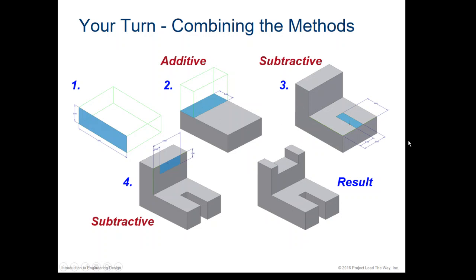Third, then we will subtract the notch out. It is 2 inches over, 1 inch deep by 3 inches wide. Then fourth, we'll take out the notch on the top of the back part. It's 1 inch over, 3 inches wide, and we will end up with the final result.